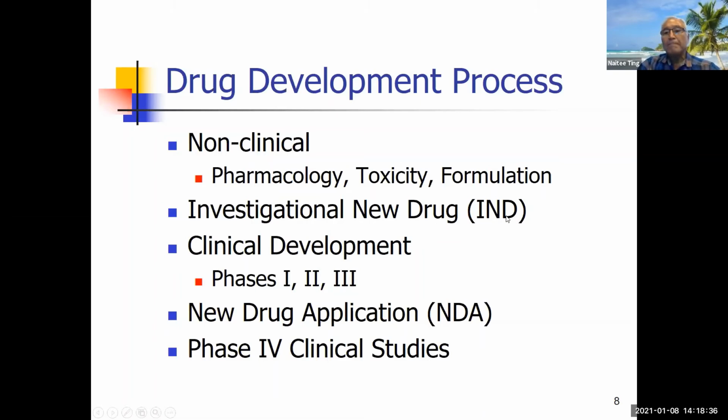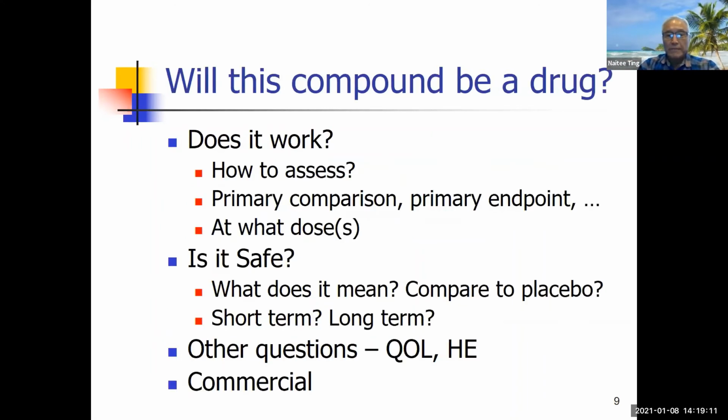Once you get IND and there's no objection from FDA, you move into clinical development. And clinical development, there's phase 1, phase 2, phase 3. And if they're all successful, you put together a new drug application, you submit to FDA for review and approval. And if the drug is successful, then you follow up in the post-marketing setting, that's phase 4 clinical studies. So that's a very high level view of the drug development process. And then we'll get into some other concerns or considerations, all right?